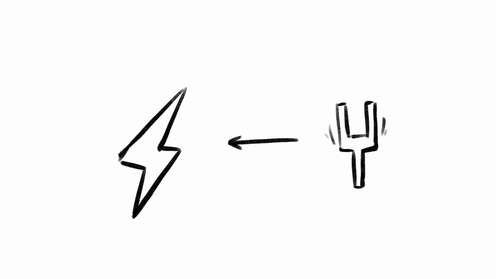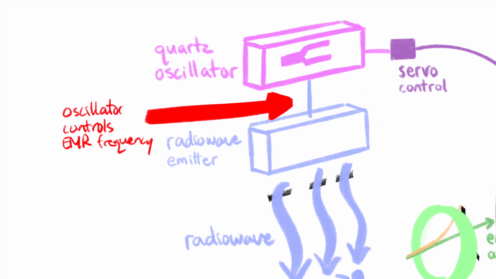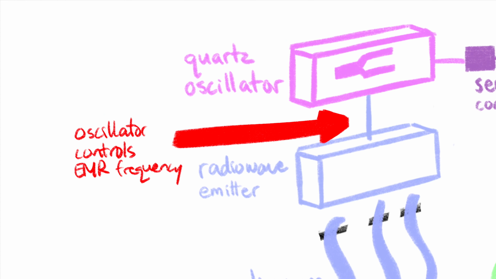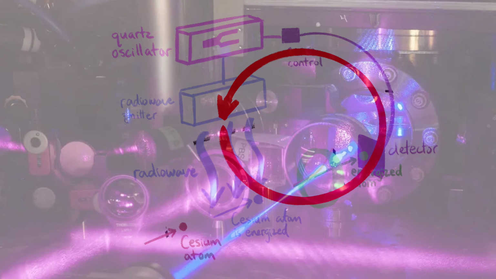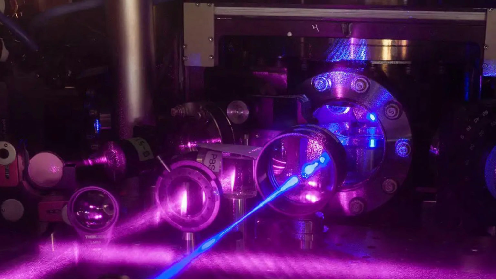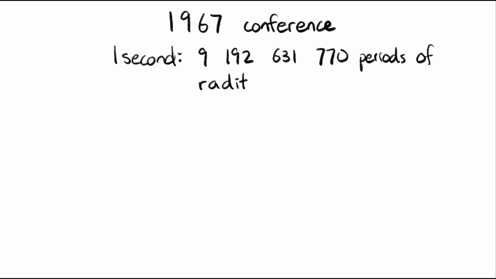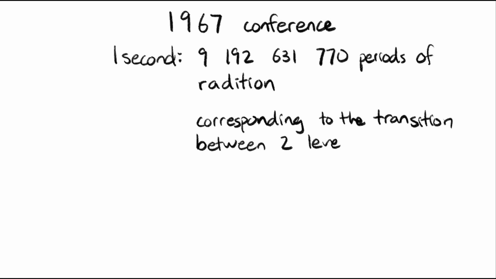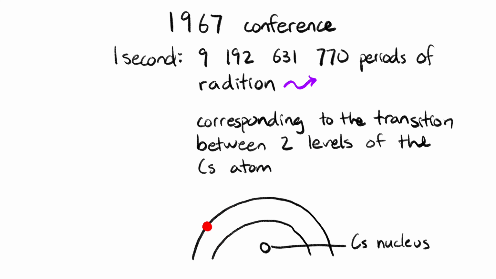The quartz vibrations can be transformed into an electric signal that determines the frequency of the radio wave emitted to the cesium atoms. This negative feedback loop will continuously recalibrate the oscillator, and that's what makes the atomic clock so accurate. As such, in 1967, the second was redefined as the duration of 9,192,631,770 periods of radiation corresponding to the transition between 2 hyperfine levels of the ground state of the cesium-133 atom.